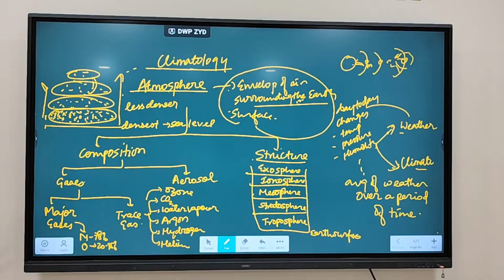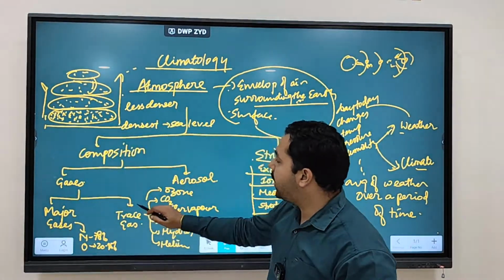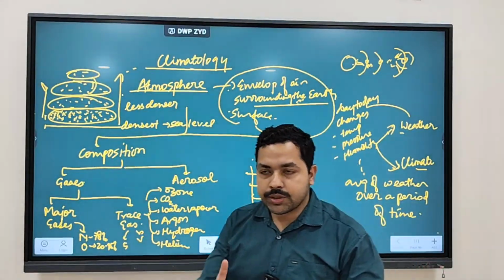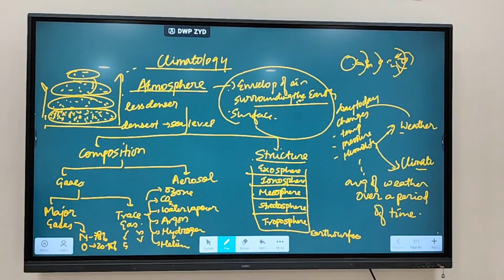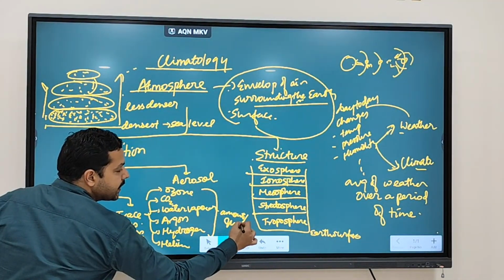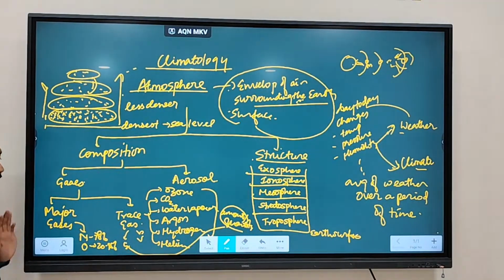Now, first we'll discuss the composition part and then we'll come to the structure part. Sometimes in some books, trace gases can further be divided into stable and variable. So stable means the amount or quantity of these gases is stable over a period of time. They are not changing. Variable means they are going to change.